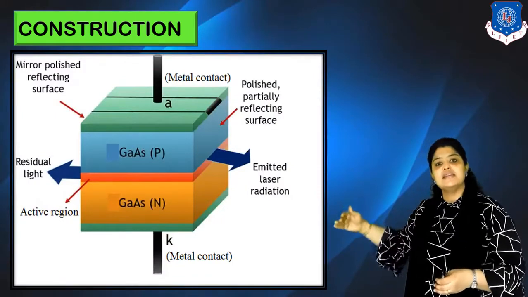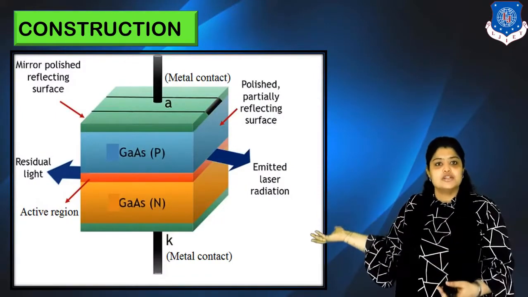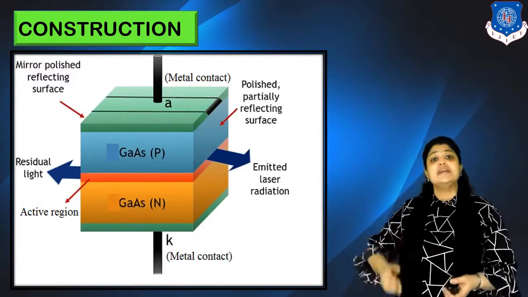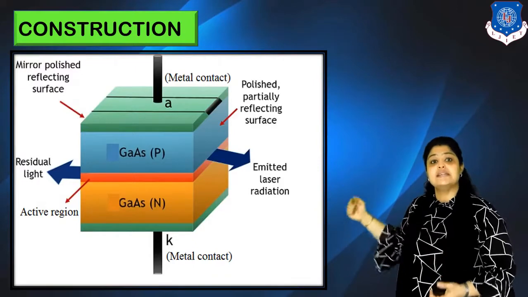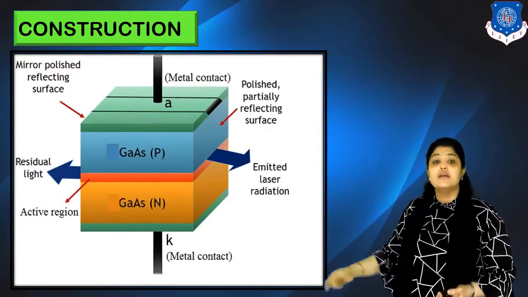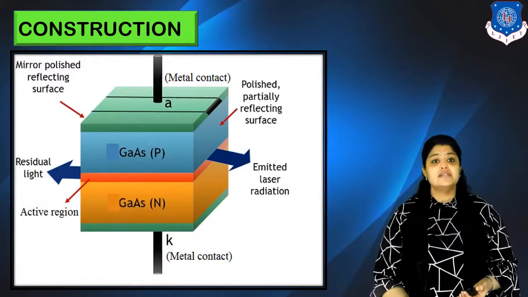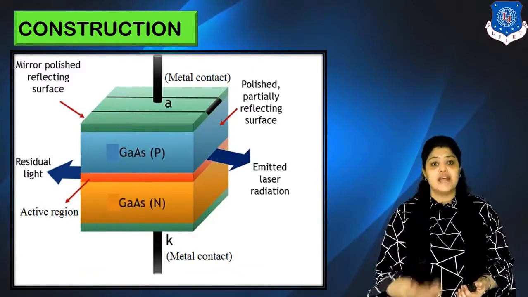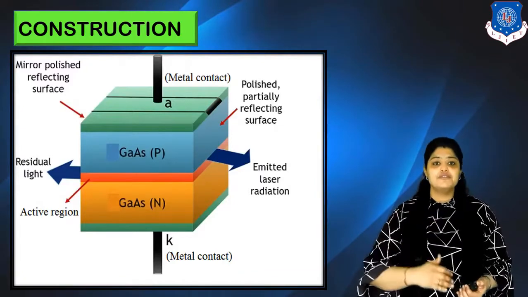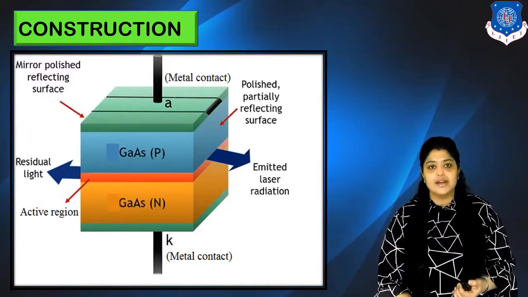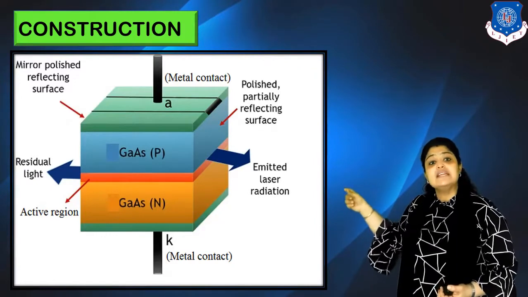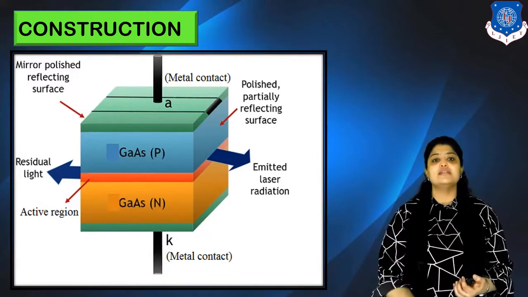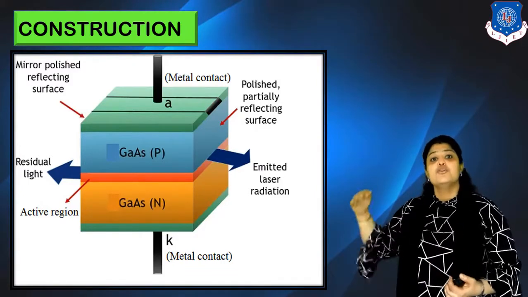A semiconductor laser is a PN junction diode. So here we are discussing the GaAs, that is gallium arsenide laser. So it has a P type, that is gallium arsenide, and an N type, that is again gallium arsenide. The P type is doped with a trivalent impurity, and the N type is doped with a pentavalent impurity. In between them you can see the red colored junction which is known as the depletion layer, and here we call this the active region.